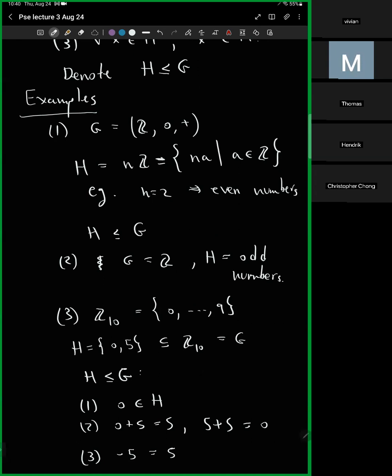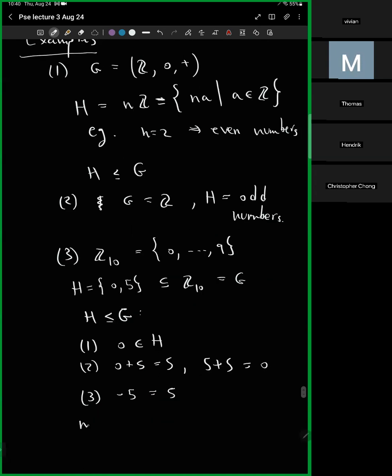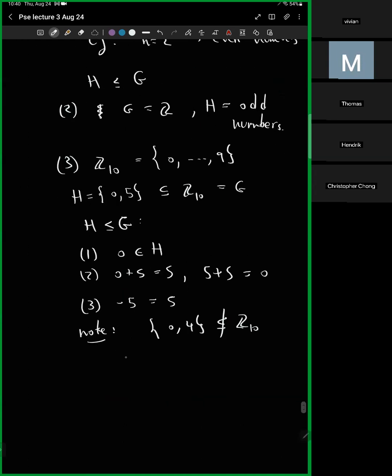Okay, but note that if I take the subset {0, 4}, for example, this is not a subgroup. It is a subset, but it's not a subgroup, because if I add 4 to itself, I get 8, which is not an element in this set {0, 4}.